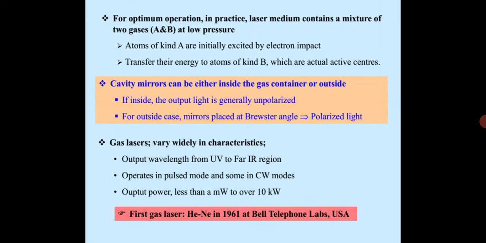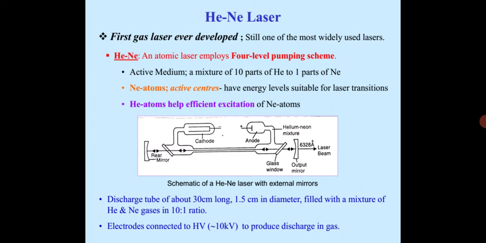Gas lasers vary widely in characteristics. Output wavelength from ultraviolet to far infrared region. Some operate in pulsed mode and some in continuous wave mode. Output power from less than a milliwatt to tens of kilowatt. The first gas laser, helium neon, was invented in 1961 at Bell Telephone Lab, USA. So the first gas laser ever developed, still one of the most widely used lasers, is the helium neon laser.